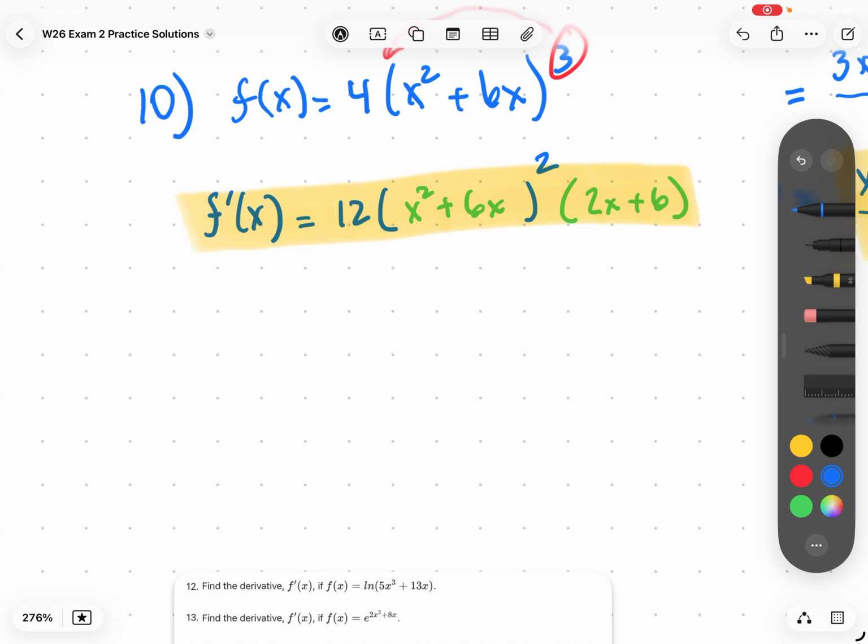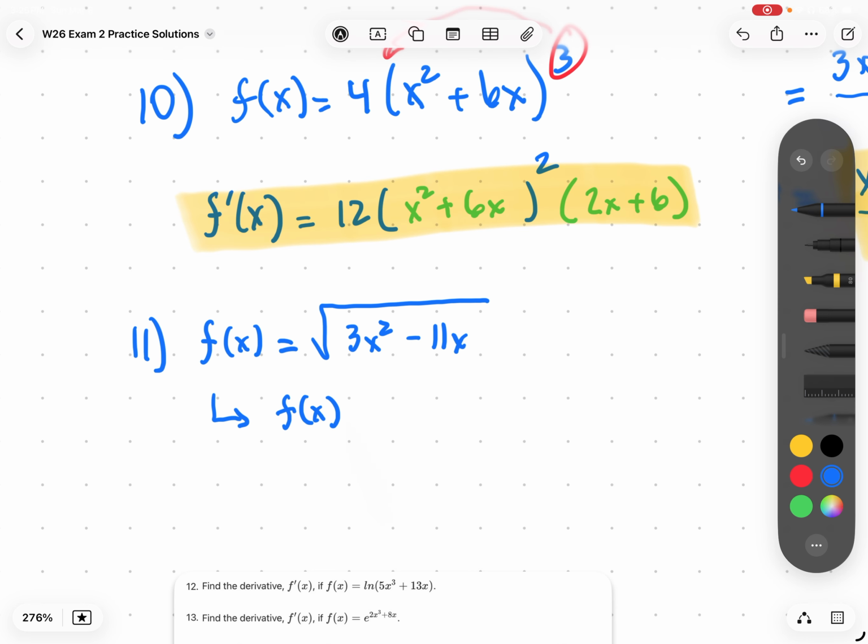So I'm going to rewrite that function for number 11. Instead of the radical, I'll write what I had: the square root of 3x squared minus 11x. So that's the original function. Our hint said to rewrite it using exponents instead. So if I rewrite this, it's still 3x squared minus 11x, but the whole quantity is raised to the 1/2 power.